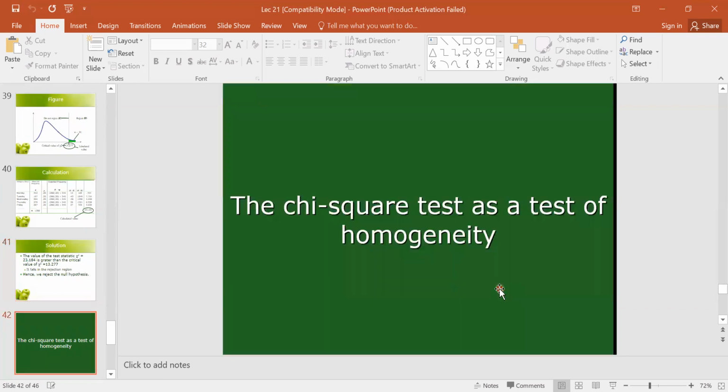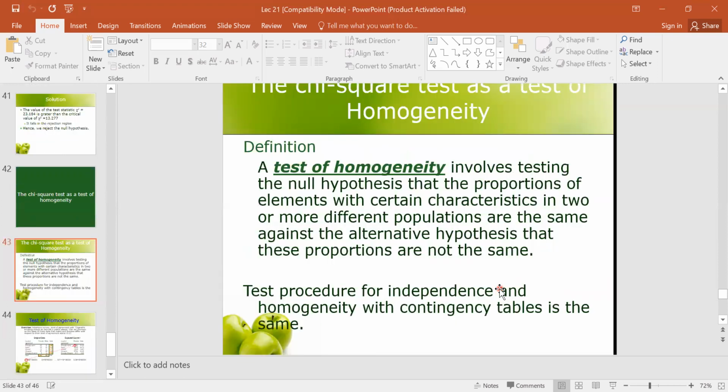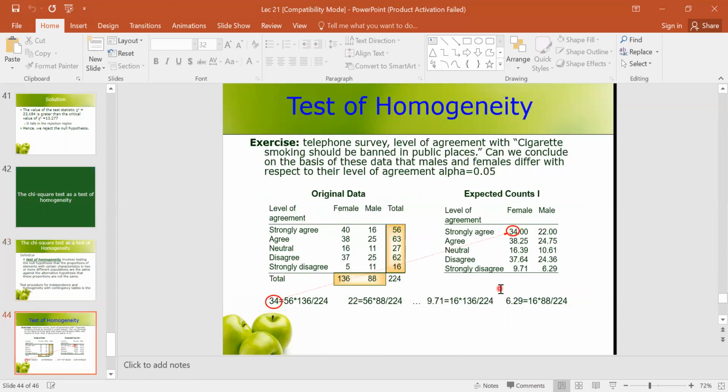Now the next chi-square test is the test of homogeneity. So the chi-square test of homogeneity checks whether the populations come from the same distribution or not. Each population has the same proportion, the same contribution. So to test this, we need the test of homogeneity. So here is the example.